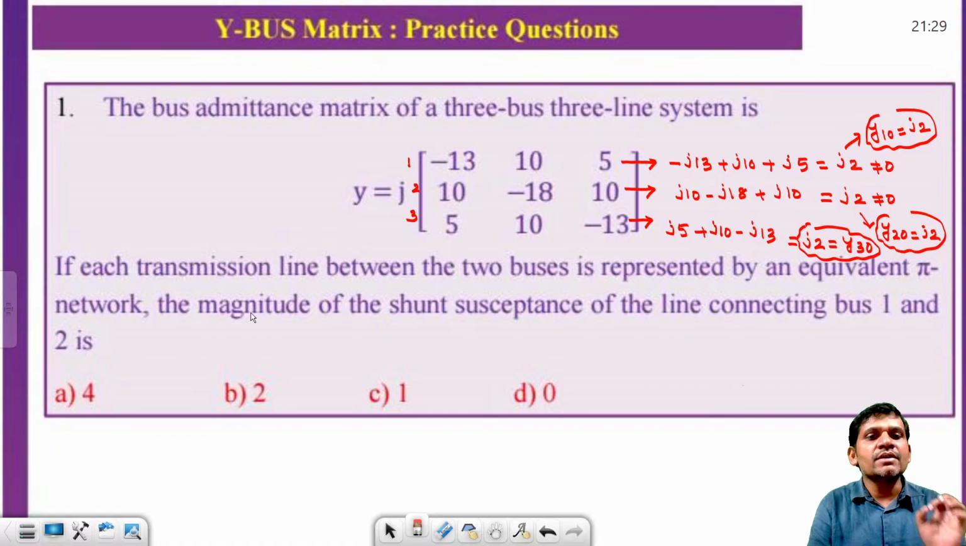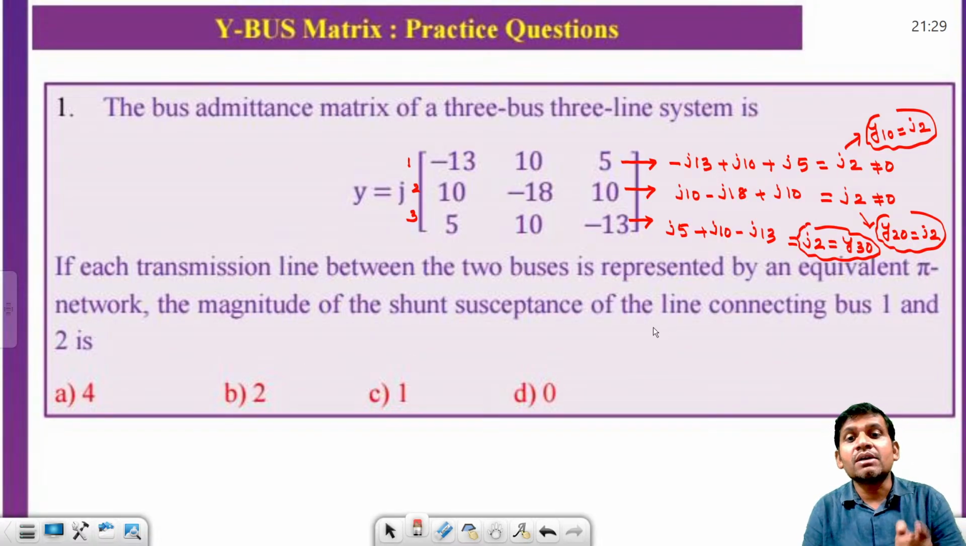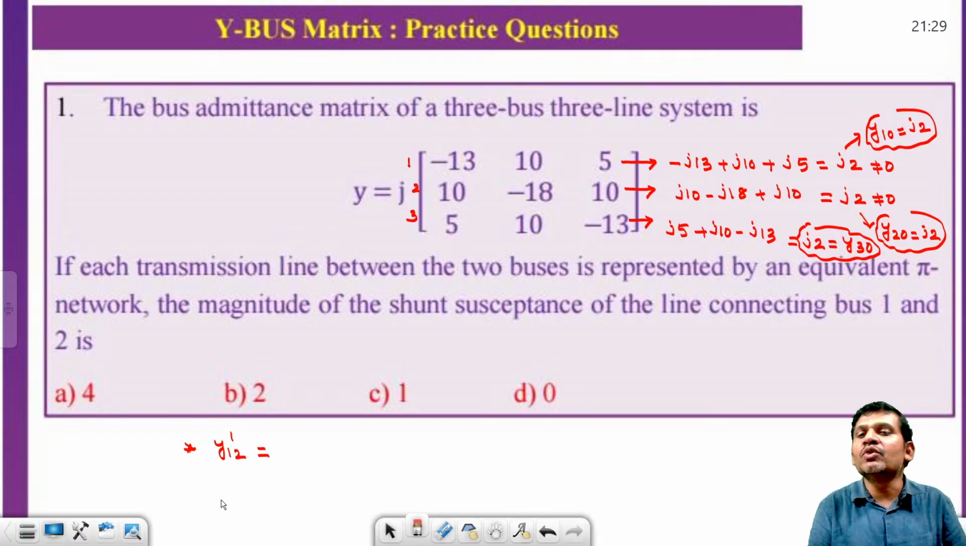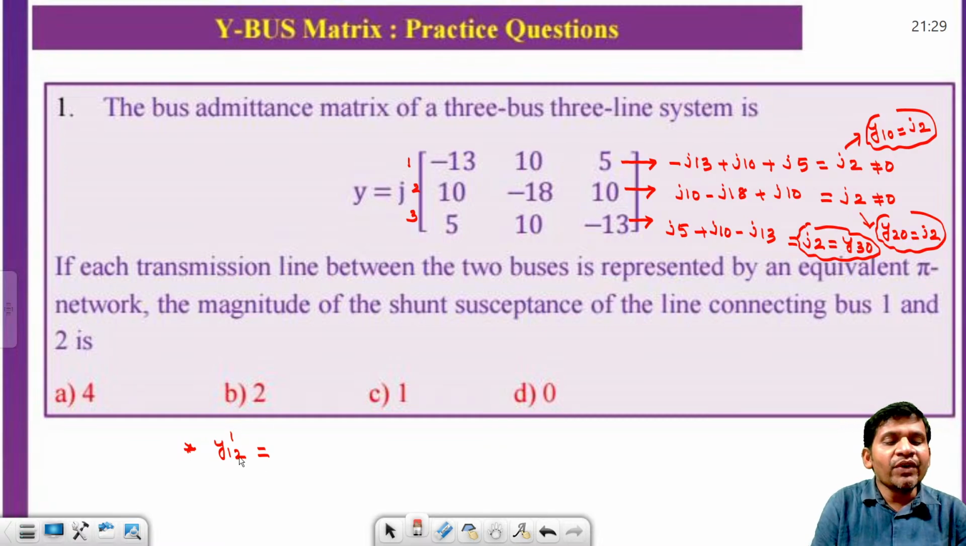But here the question asked is: if each transmission line between two buses is represented by an equivalent pi network, the magnitude of the shunt susceptance of the line connecting bus 1 and 2. You have to calculate the shunt susceptance connected between buses 1 and 2. Simple. You can also solve this problem step by step in detail, but from the computational point of view, there is no need to follow that method.